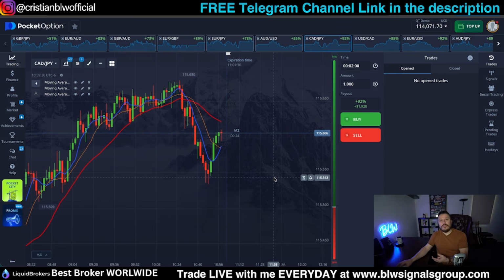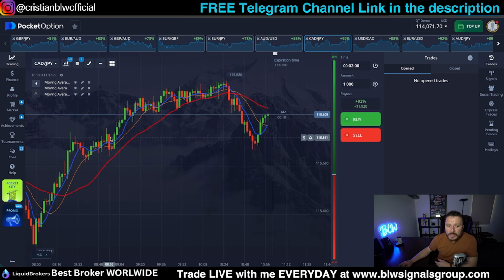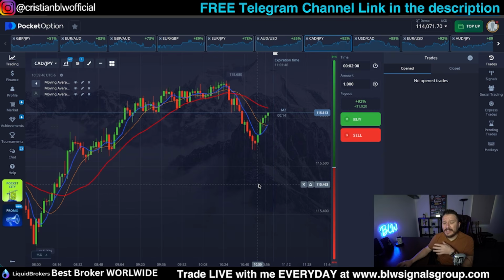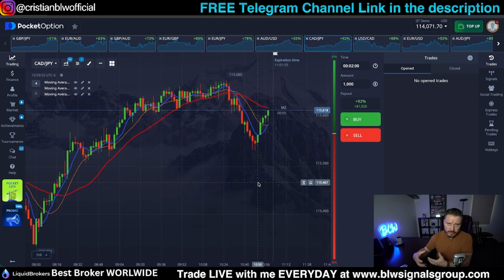Now, since this is a 2-minute candlestick period and a 2-minute expiration time, you're probably going to have to wait a lot of time to actually get to this area. So one thing you should take into consideration is that you can open many pairs at the same time and just wait for the one that has the right structure in order to enter.